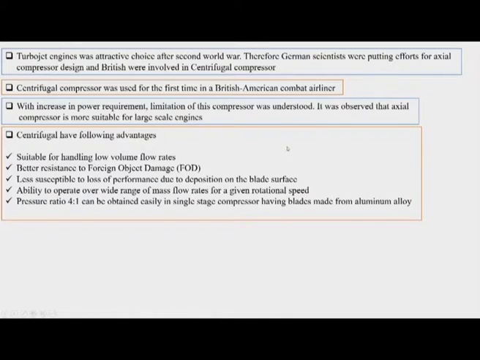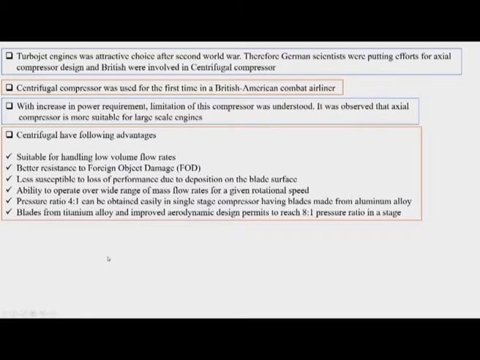And then in one stage we can go for a pressure rise of 4:1 in the centrifugal compressor, whereas the axial compressor would lead to a very small pressure rise. This pressure rise can be simply attained if we use aluminum as the material for blade fabrication. However, if the blade material is titanium alloy, then this pressure rise can be increased from 4:1 to 8:1.